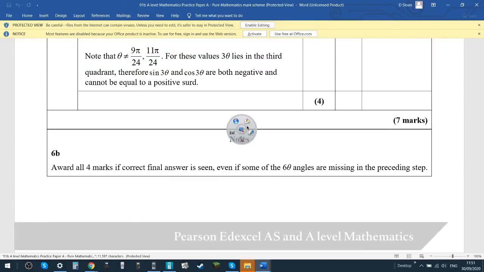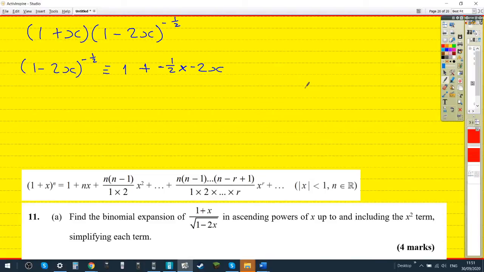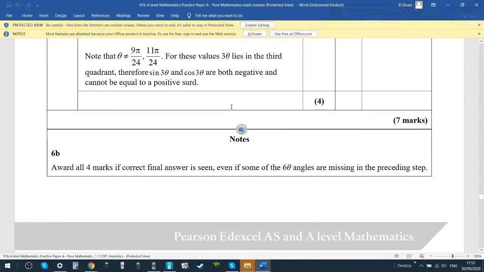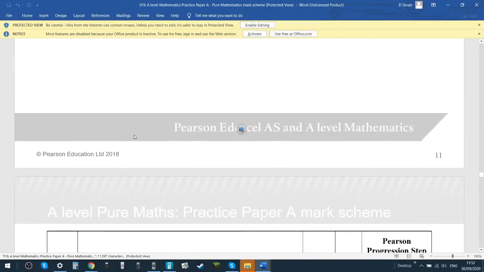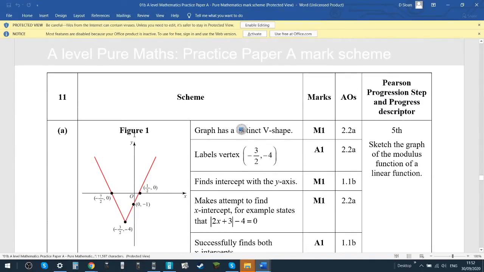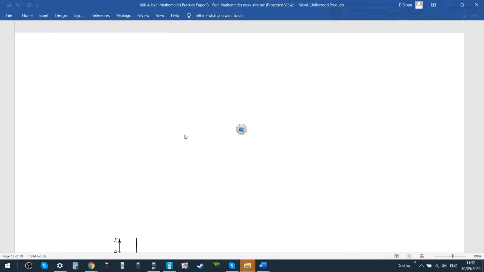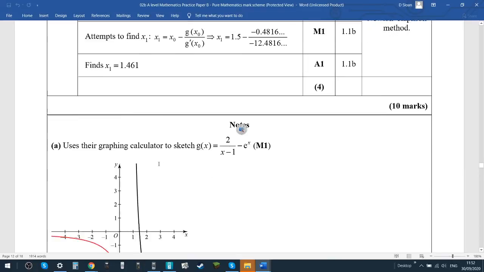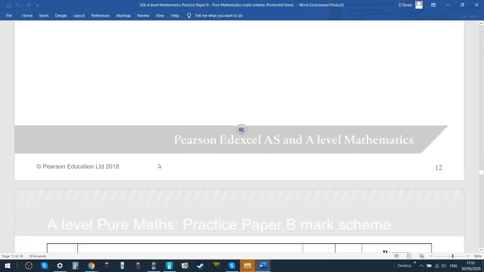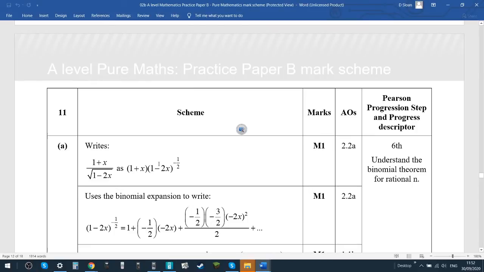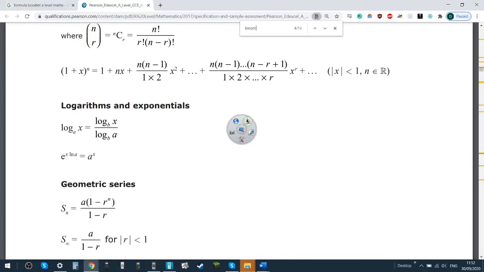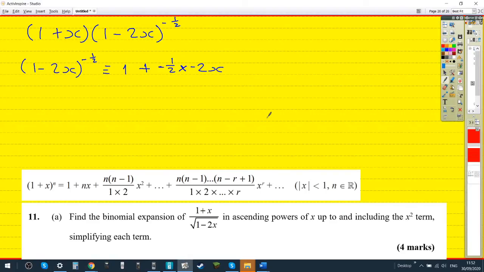Don't even know. Hang on. What question? This question 11. Is this the right exam mark scheme? Maybe it's not. Hmm. 1 plus, yeah. Sorry, we're good. Okay, go on.